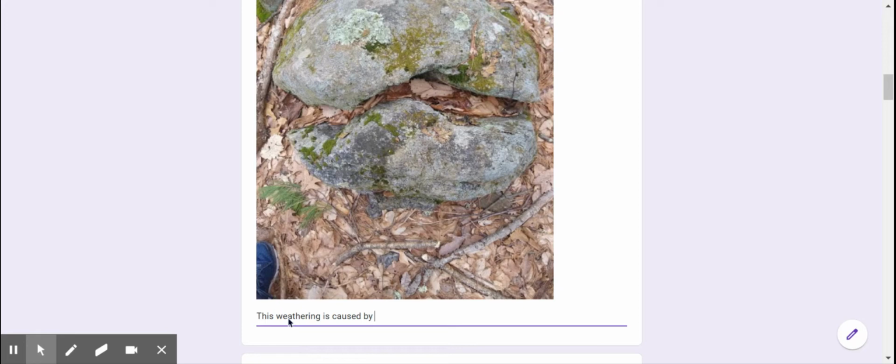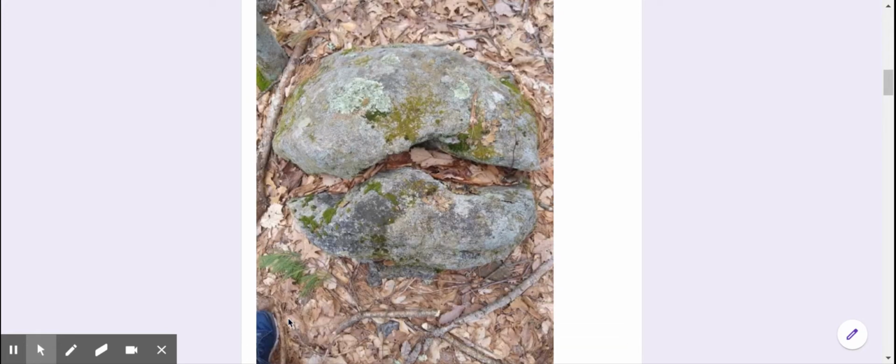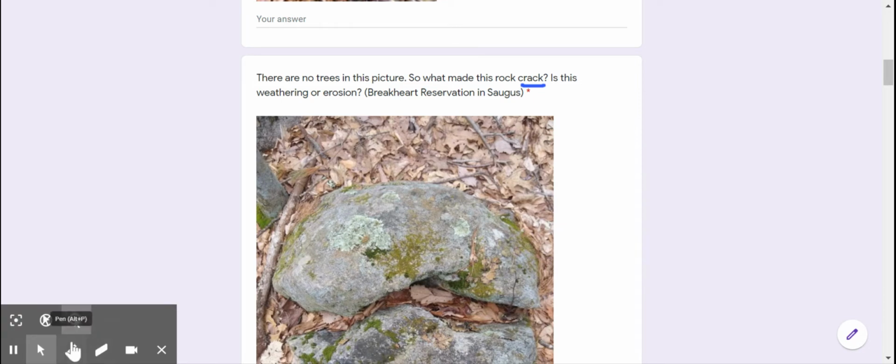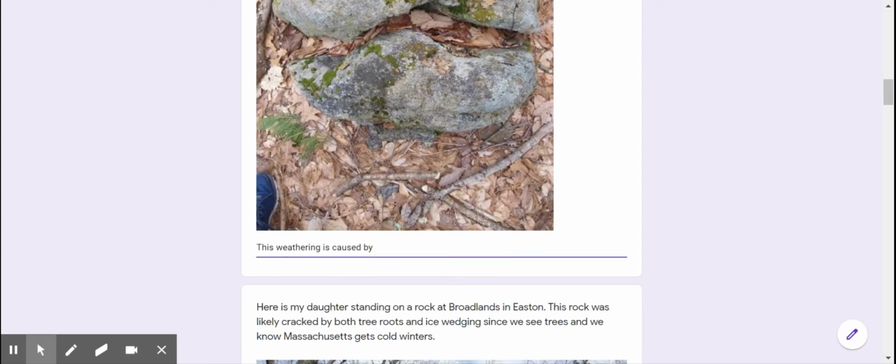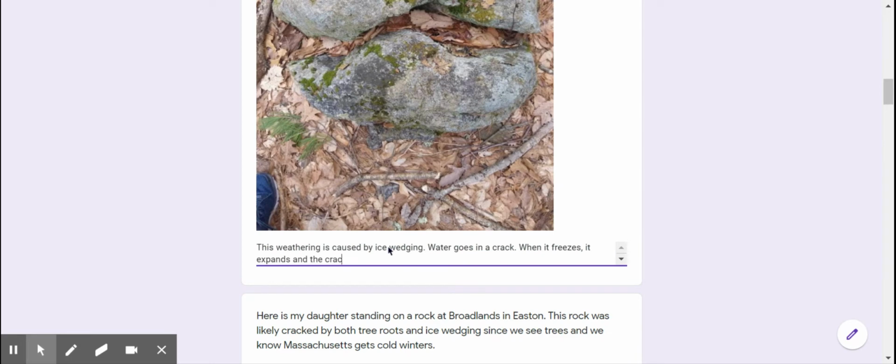I don't see any plants here, and it actually said it in the text at the top. It said there are no trees. So I know it's not going to be plant root wedging. So I'm going to say it is caused by ice wedging, or you could say frost wedging. And then I need to describe that process a little because someone might not know what that means. So water goes in a crack. When it freezes, it expands and the crack gets bigger.